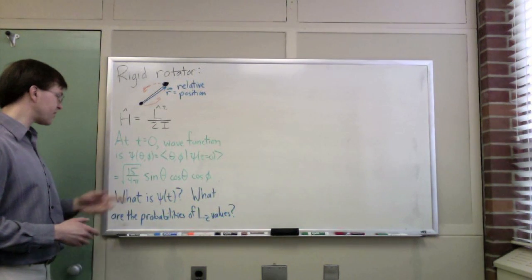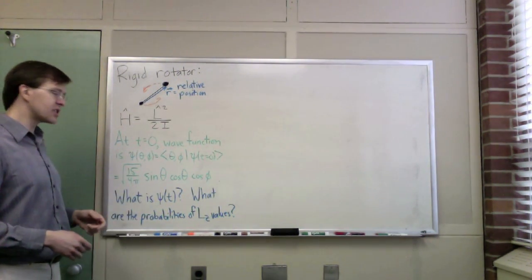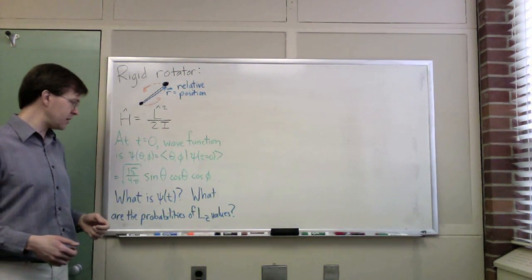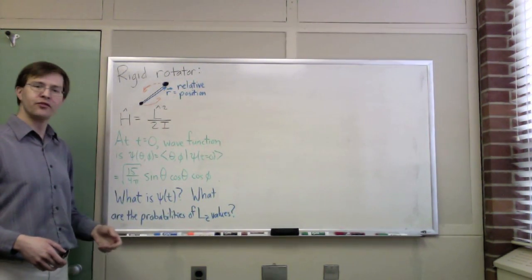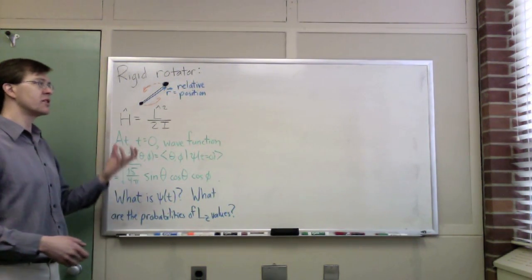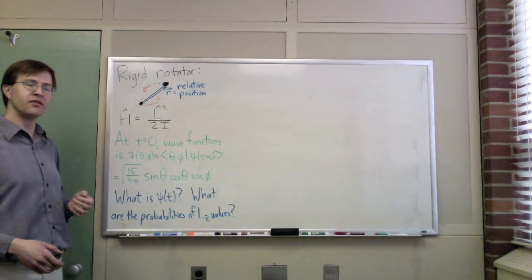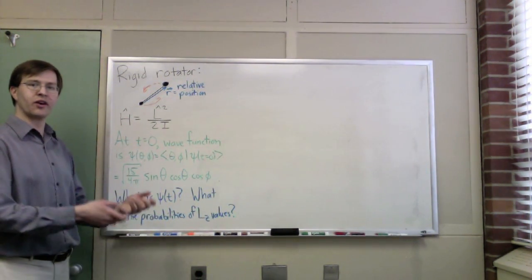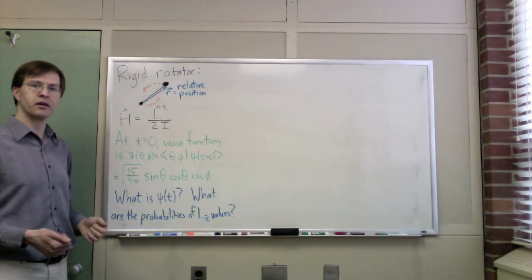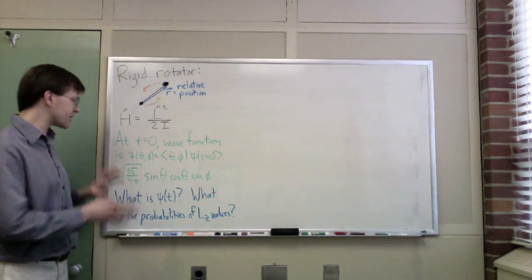And what I want to know is, if that's time equals 0, what does this thing look like at some later time t? And what are the probabilities of getting different values of Lz? If we were to measure the z component of angular momentum of this object, what would be the probability of getting one value versus another value versus another? We want to know what those are. So that's our setup. We've got this wave function.